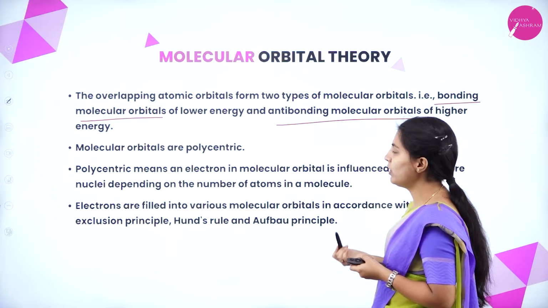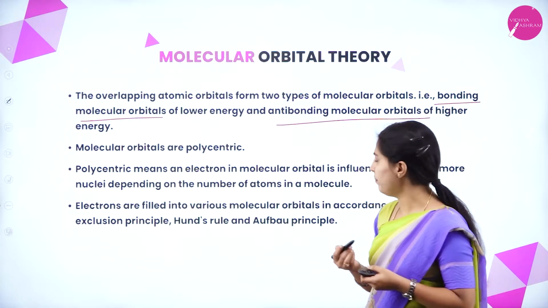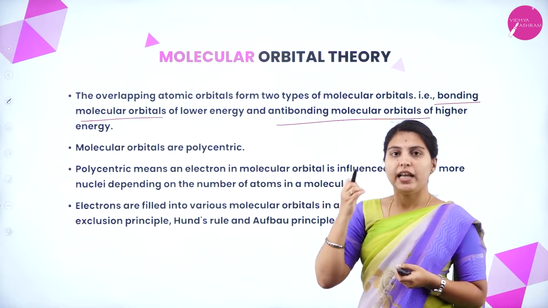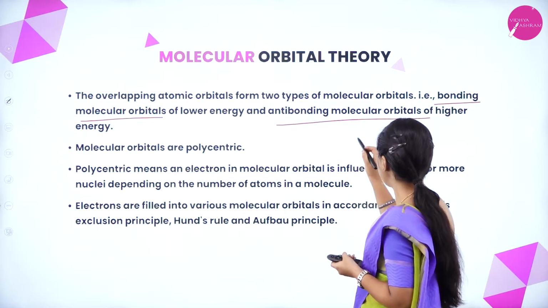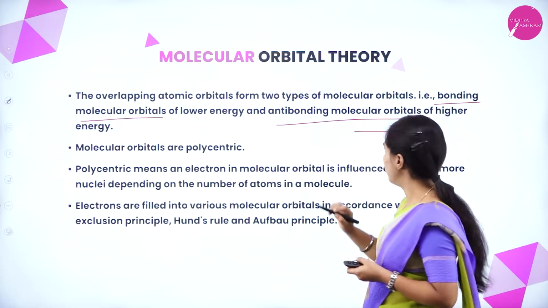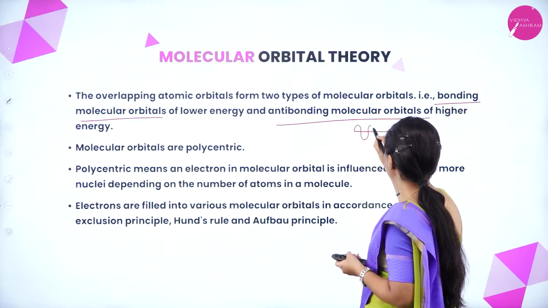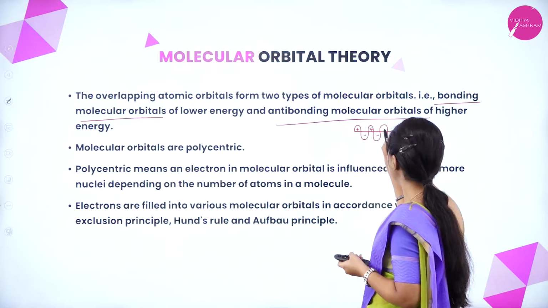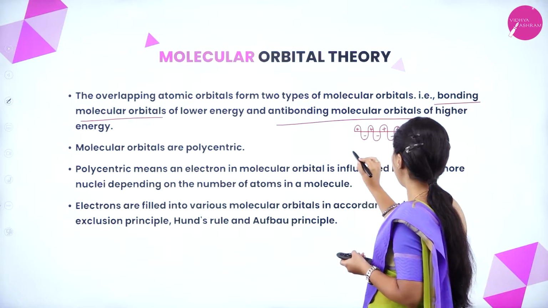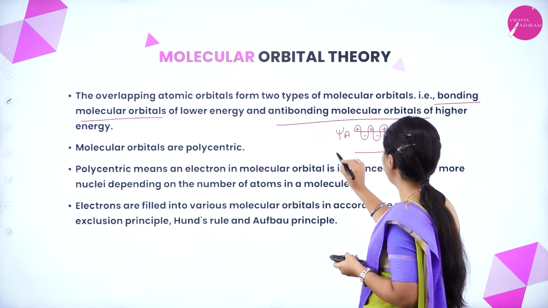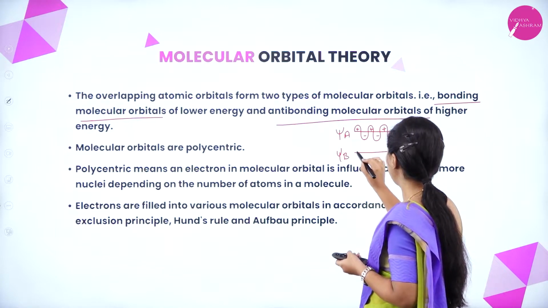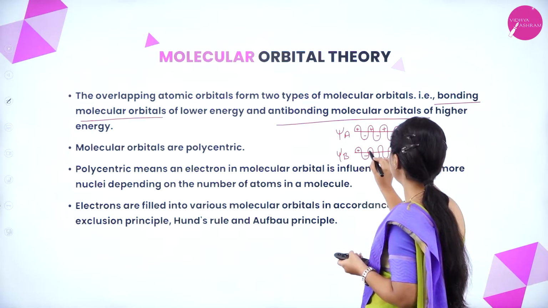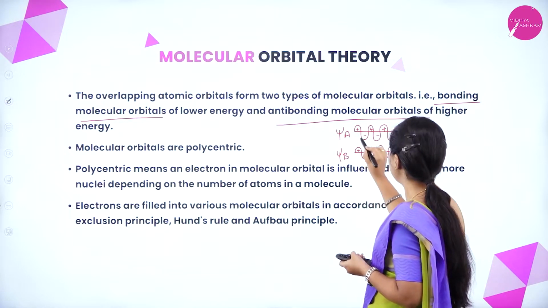How do the bonding and anti-bonding orbitals form? See here, we know that electrons are discussed as waves. In wave mechanics, electrons are in a wave structure. This is plus, minus, plus, minus, plus, minus, plus. And if this is phi A and this is phi B, how will it be present? Plus, minus, plus, minus, plus, minus, like this.